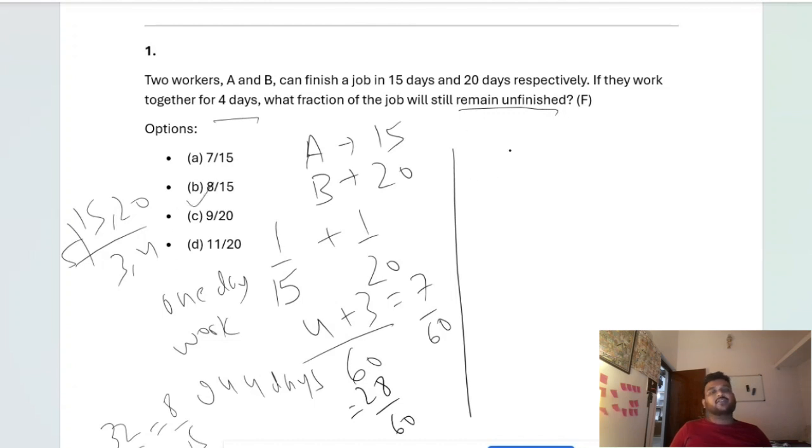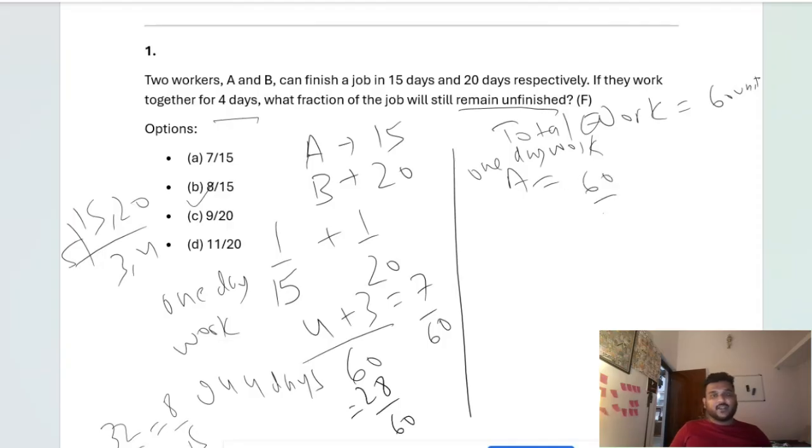Again, if you look at it in a different way, let's say the total work is 60 units, because the LCM was 60. So A's 1 day work is how much? It is taking 15 days for 60 units, right? So its 1 day work is 4 units. It only does 4, and it does it for 15 days. That's why it's able to complete 60 units. Similarly, B's 1 day work will be 60 upon 20, which is 3 units.